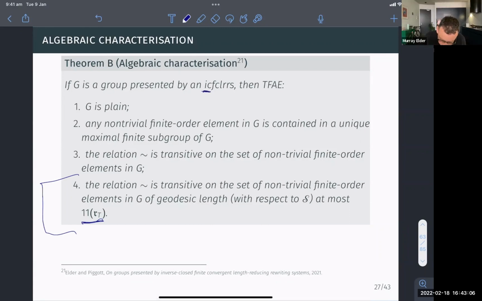Inverse close is hidden. Okay, it's hidden. Thank you. In the horrible acronym that we have. I see. Thank you. Yeah.